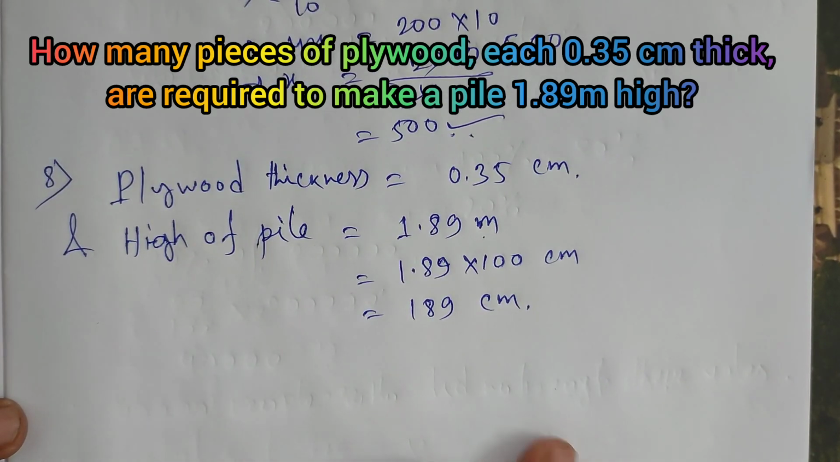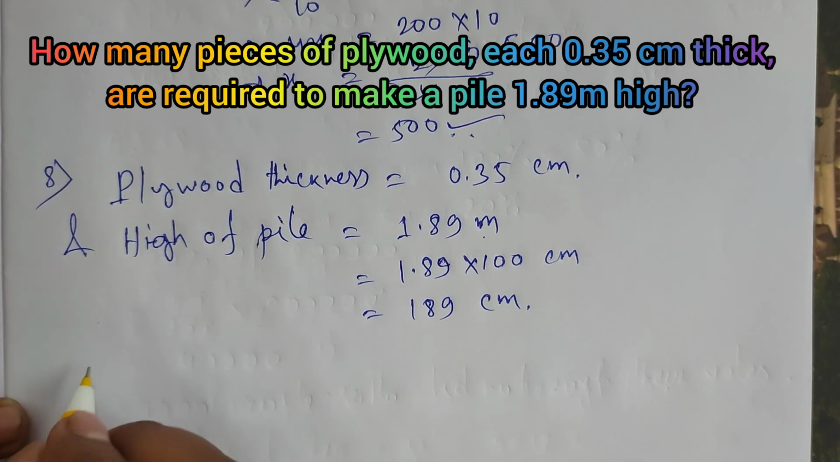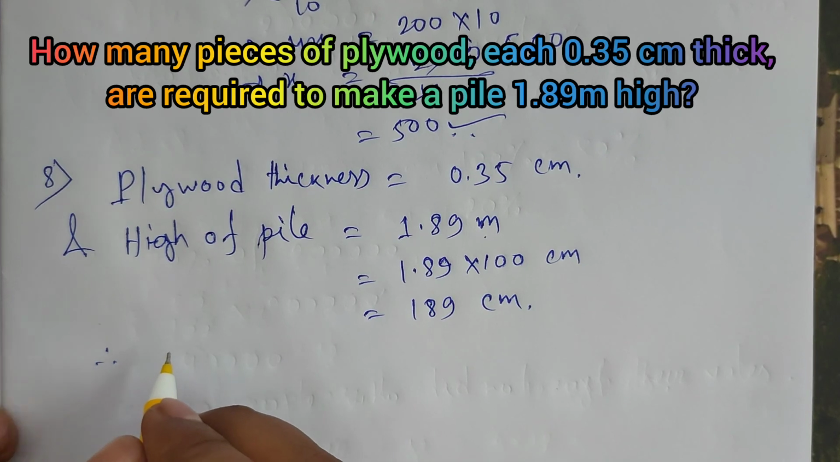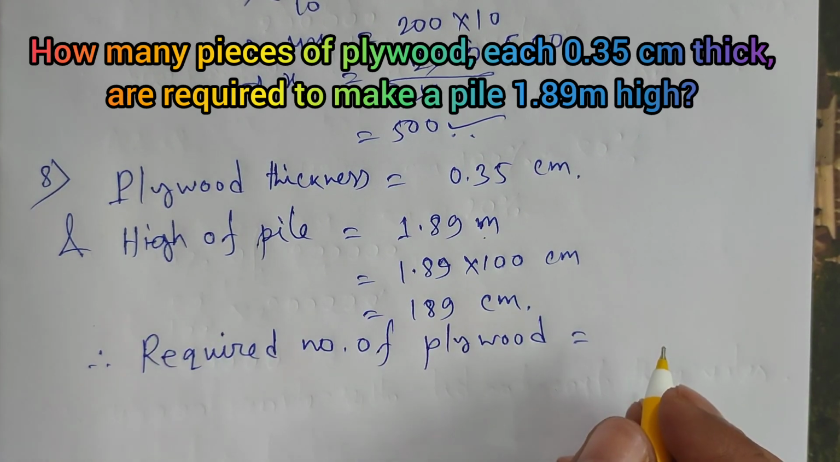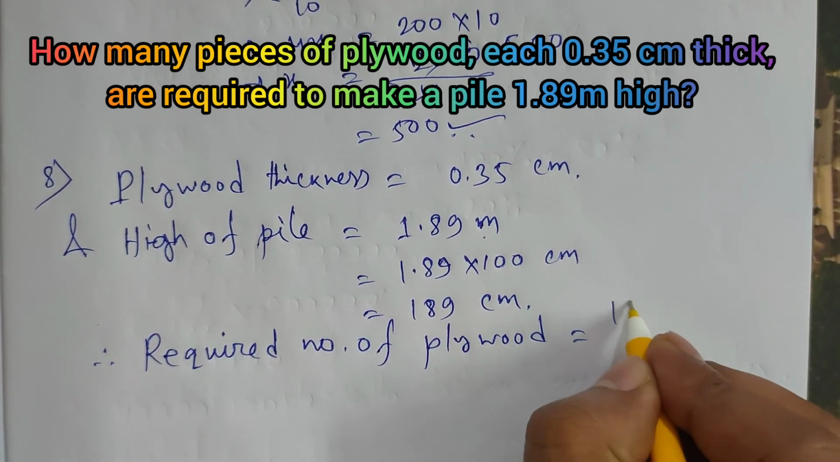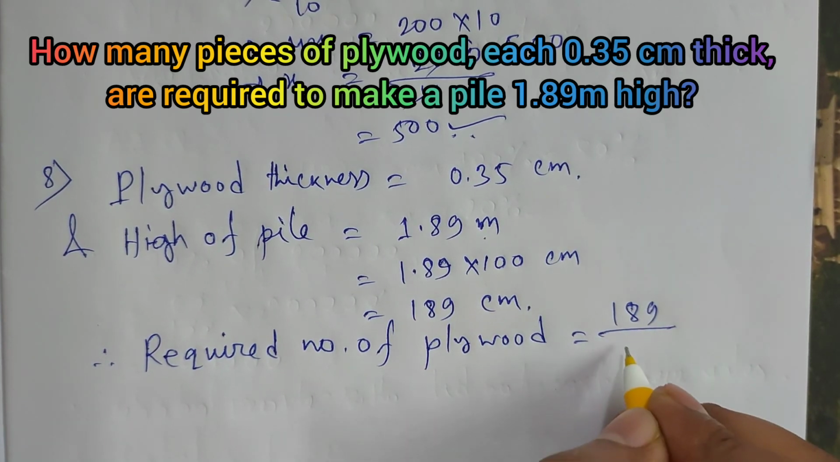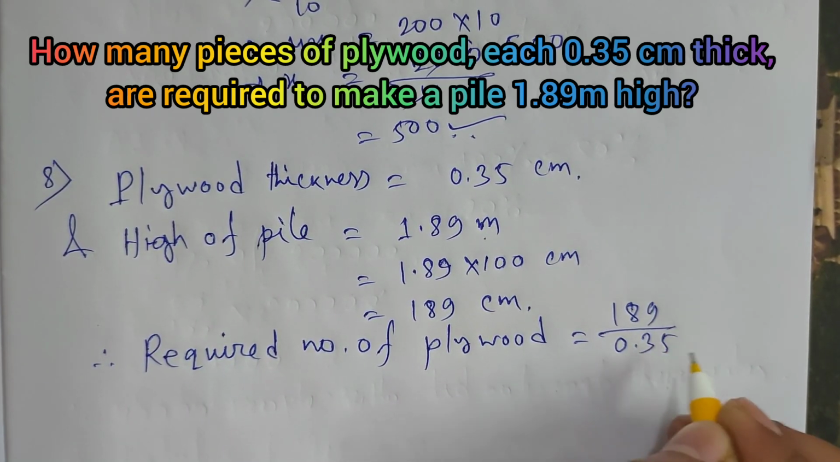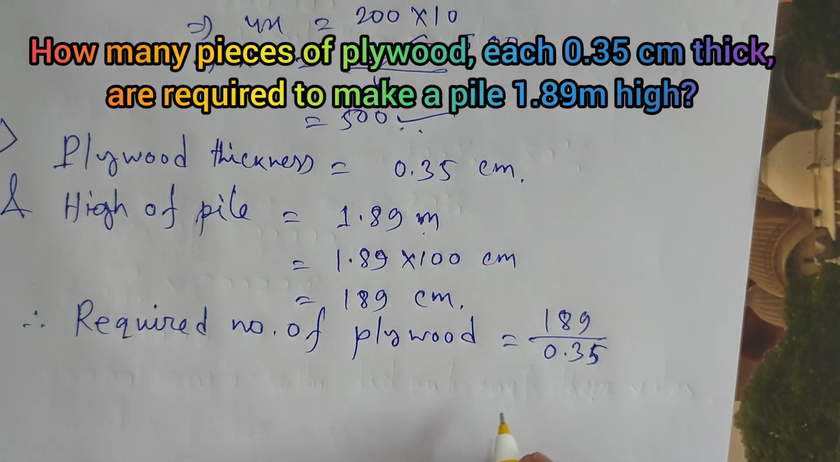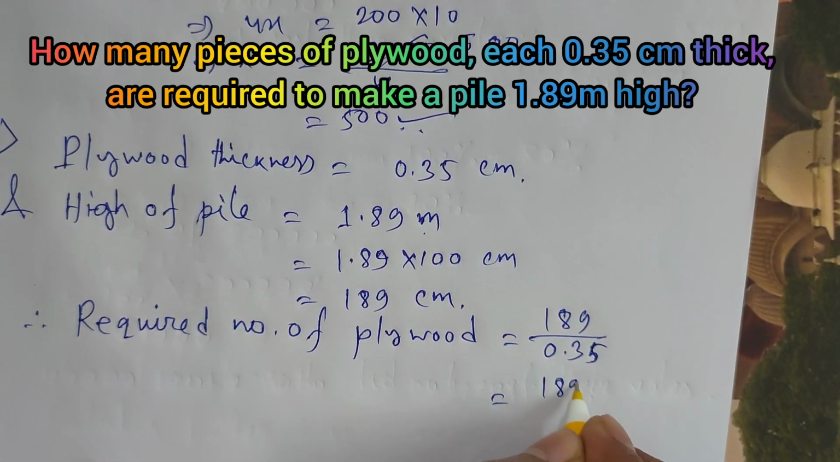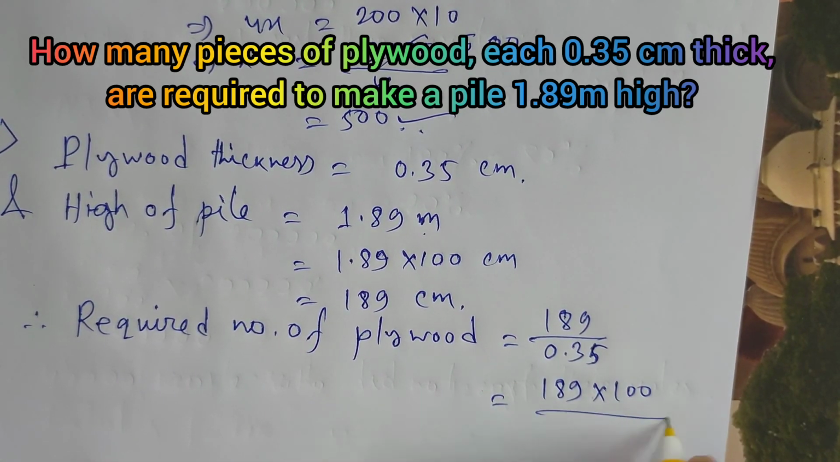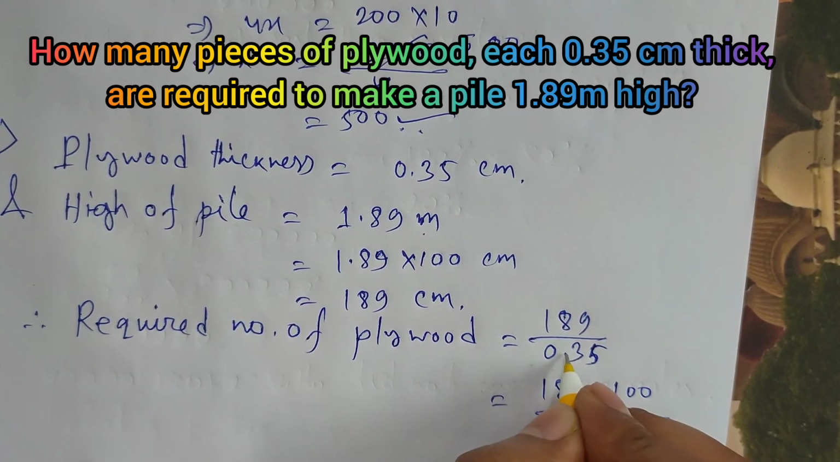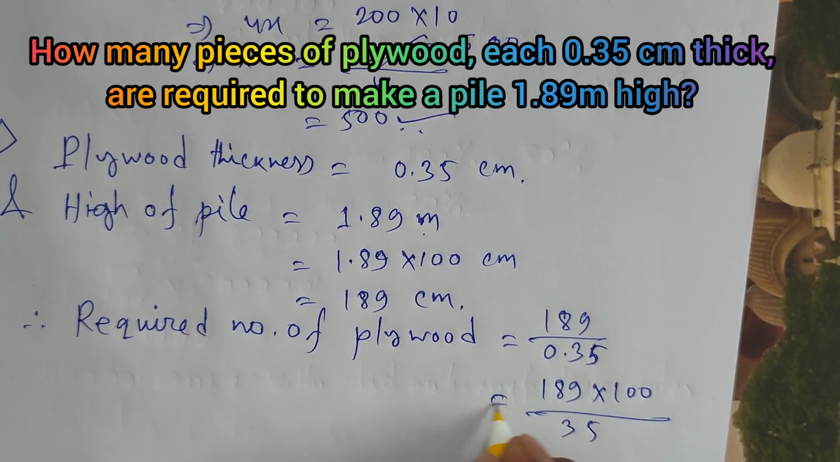Then what is the question? How many pieces of plywood we need? So therefore number of plywood required, number of plywood equal to 189 divided by 0.35. Then what to do? So 189 multiply 100 divided by 35. That means if we remove the point, we are taking 1.